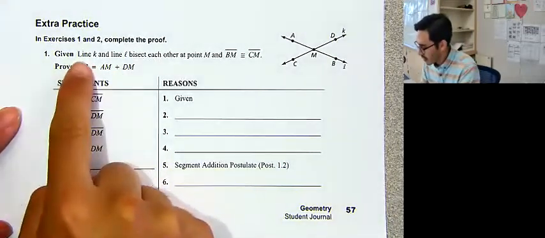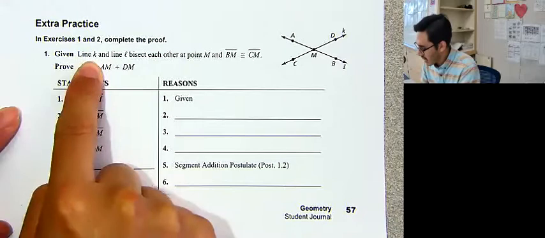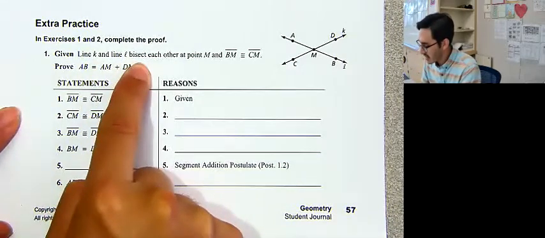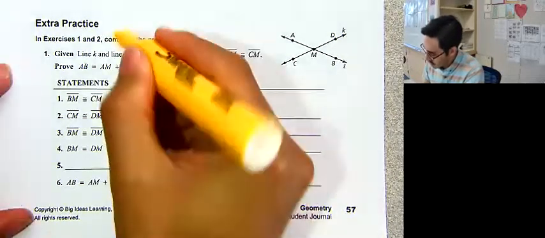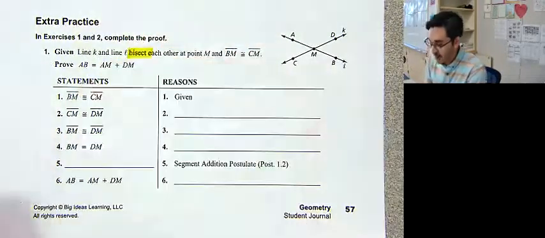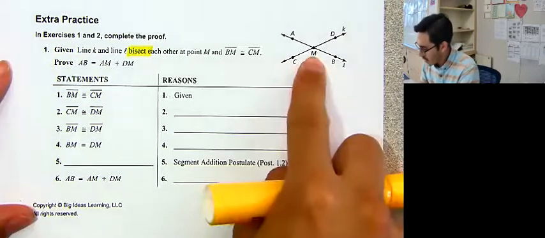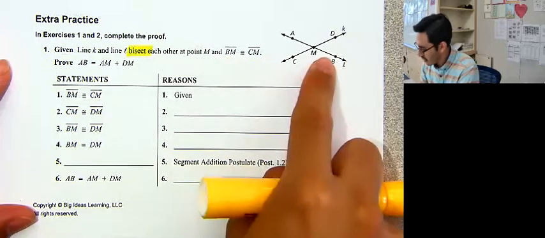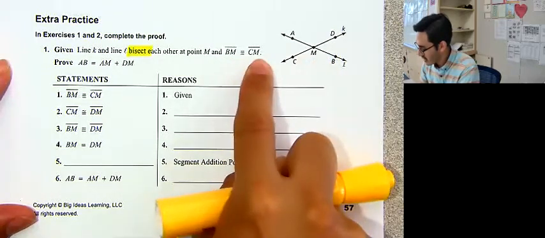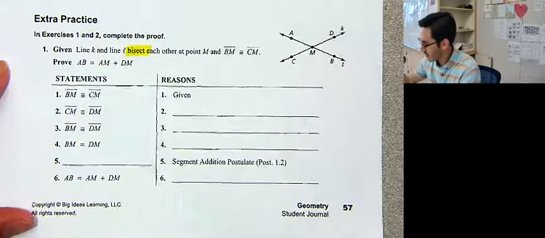All right, so let's see what we know. Line K and line L bisect each other. I'm going to highlight that word because we're going to have to come back to it later, and we need to know what the word bisect means, at point M. And then we also know that segment BM, in the lower right, is congruent to segment CM, which is in the lower left.